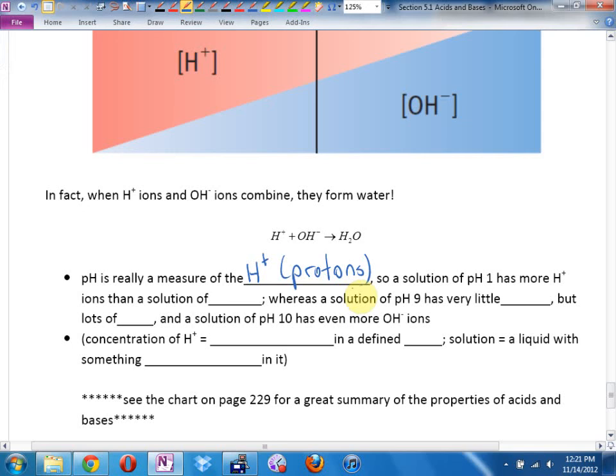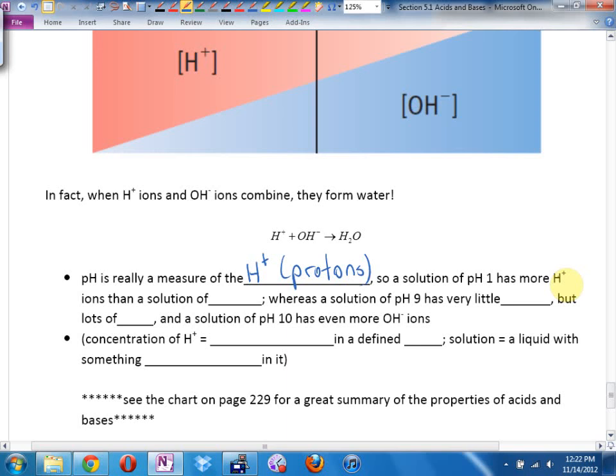A pH of 1 has lots of extra protons, lots of extra hydrogen ions, lots of extra H pluses. A pH of 12 doesn't have many at all. Probably still has a few, but there's not many. So a pH of 1 has more H plus than a solution.